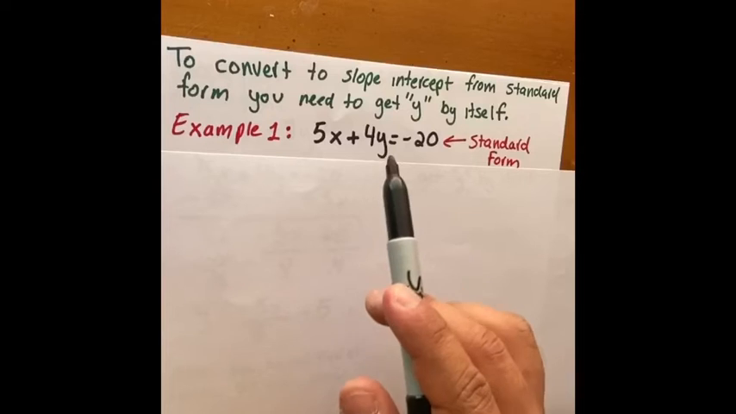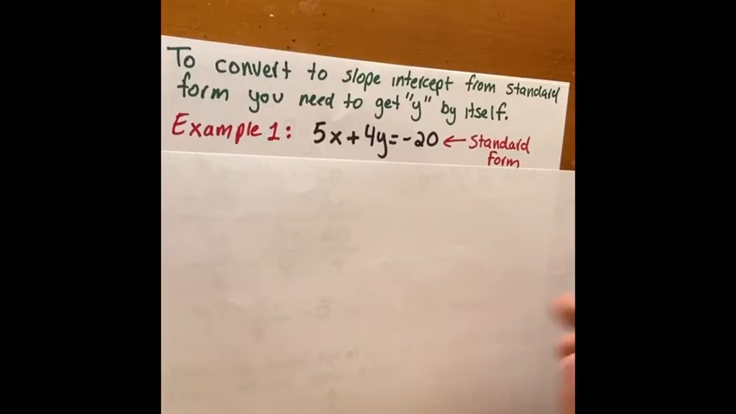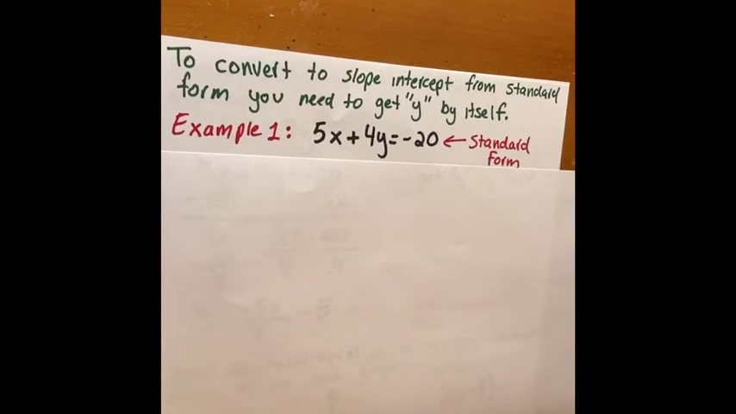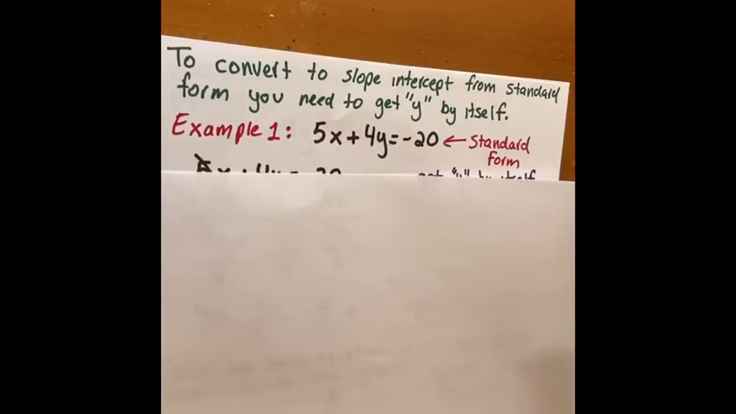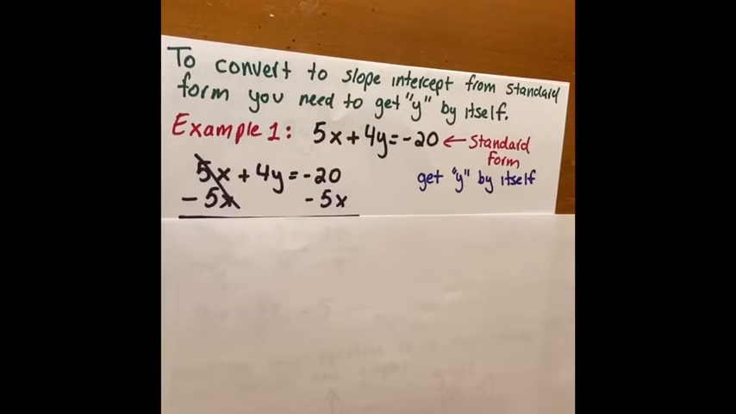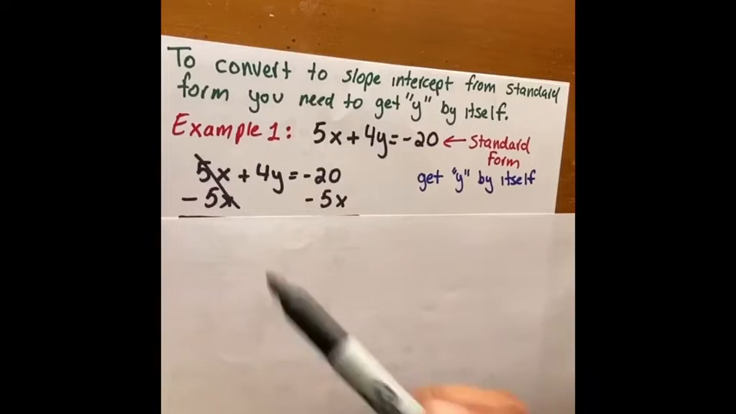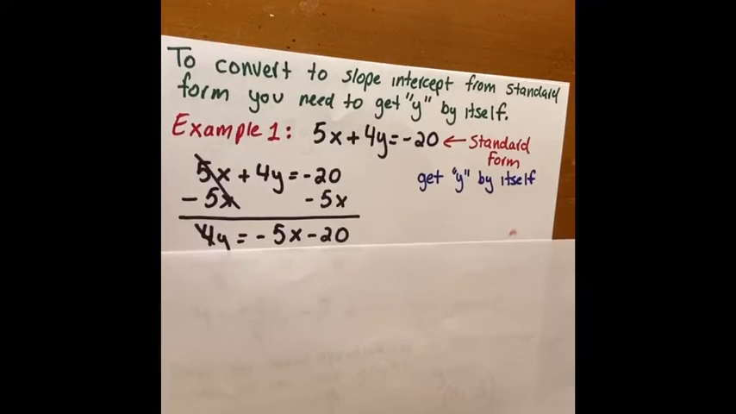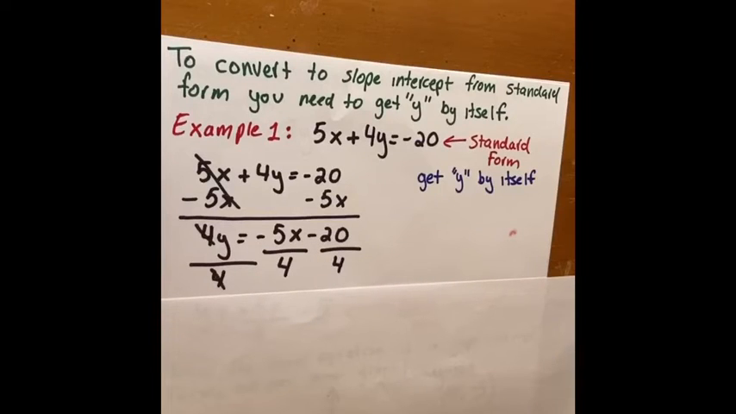So in example 1, I have 5x plus 4y equals negative 20. This linear equation is in standard form. I can't graph it yet, but I'm going to convert it into slope-intercept form. So my goal is I want to get y by itself. So using a little bit of algebra, I subtracted 5x on both sides, and I got 4y equals negative 5x minus 20. That y value is not by itself because it has a coefficient of 4, so I want to make sure I divide each term by 4.